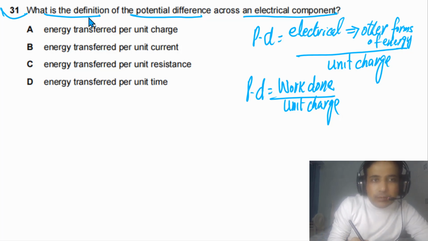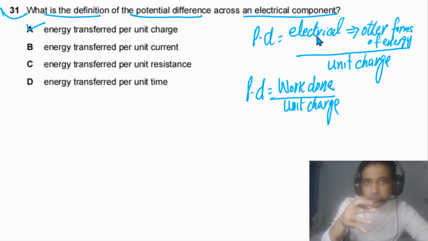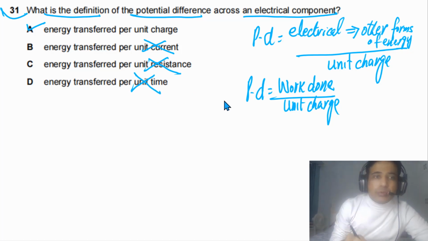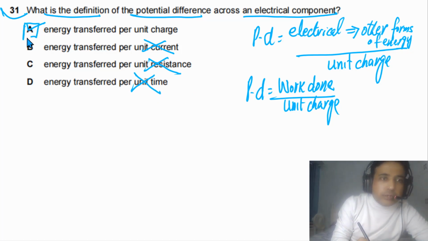Now if you look at the given options, for option A, it is given to us energy transfer per unit charge. This one seems correct, because the amount of electrical energy converted into other forms of energy per unit charge is the PD. But if you look at the next one, it's telling you energy transfer per unit current, this is wrong. Energy transfer per unit resistance, this is wrong. Energy transfer per unit time, this is wrong. This is the energy transfer per unit charge. So the answer for this question is A.